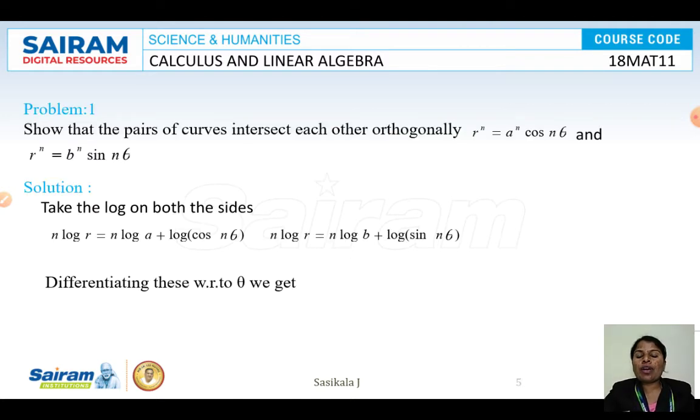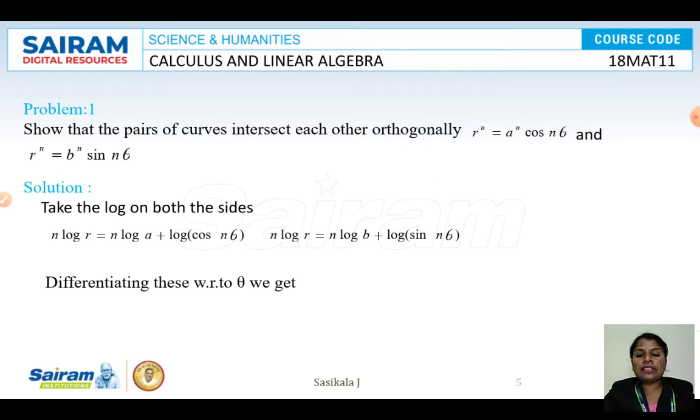Okay. So now we are into the problem. First question: show that the pairs of curves intersect each other orthogonally, where the curves are r power n is equal to a power n cos n theta and r power n is equal to b power n sin n theta. So what the question says is, these two polar curves have been given, and the two polar curves intersect each other orthogonally. What does it mean?